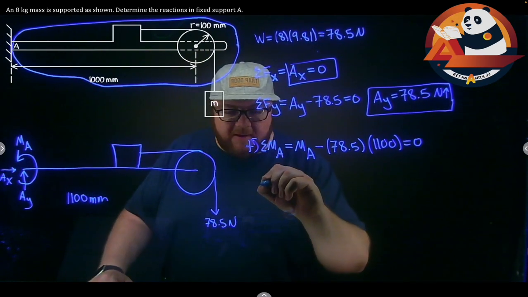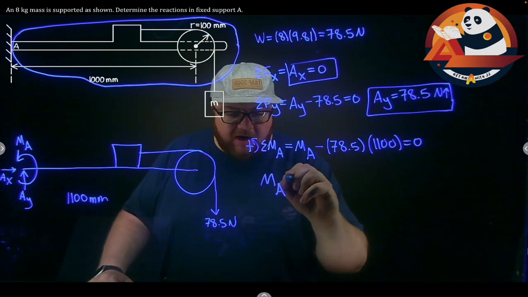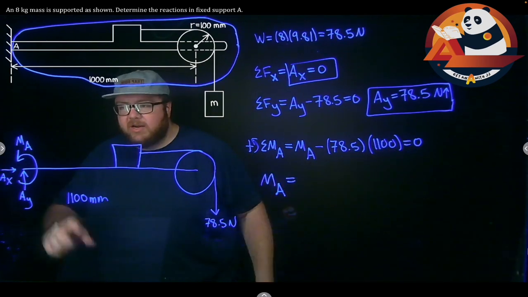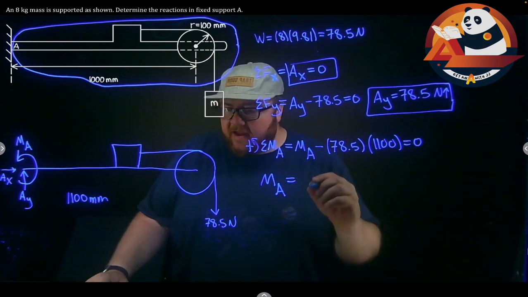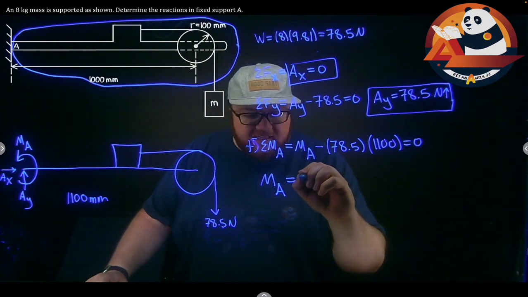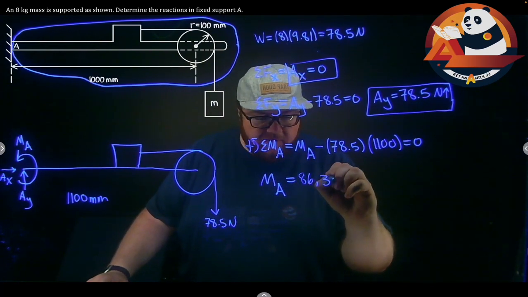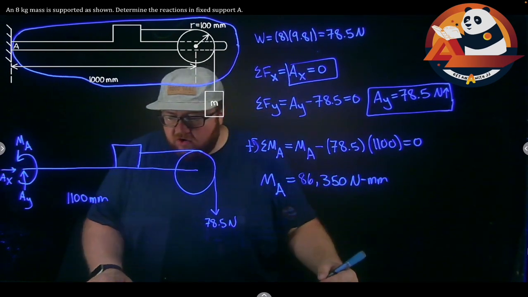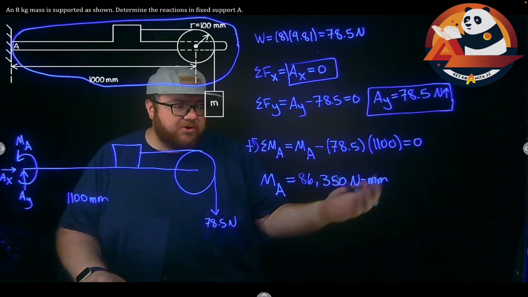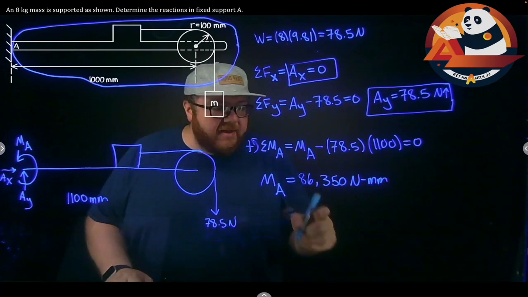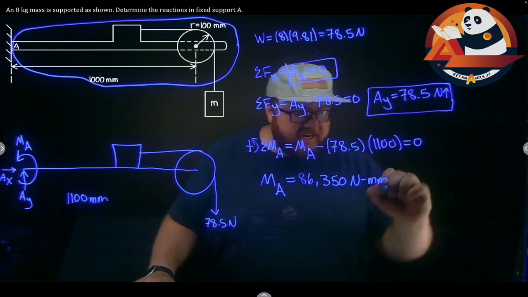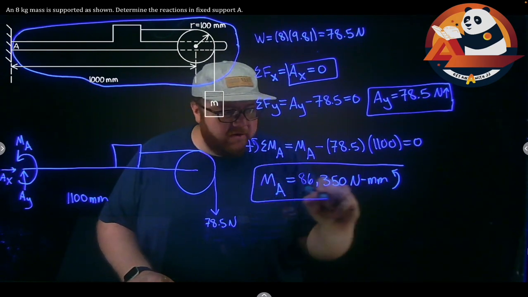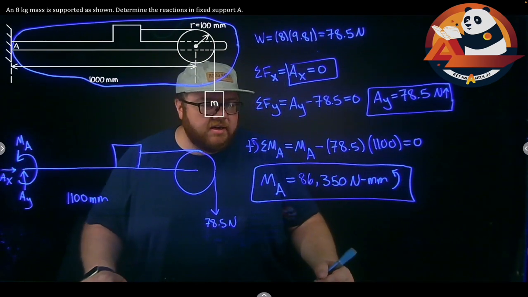We can solve for MA, though. Our variable, we'll get a positive number out here, which means just like with our forces, we get a positive answer. We got the right direction in our free body diagram. MA works out to be 86,350 Newton millimeters. Or we could simplify that to 86.35 Newton meters. It's an equivalent answer. That's our magnitude, though. Let's get that rotation direction in there, counterclockwise. And that would be our final answer for us.